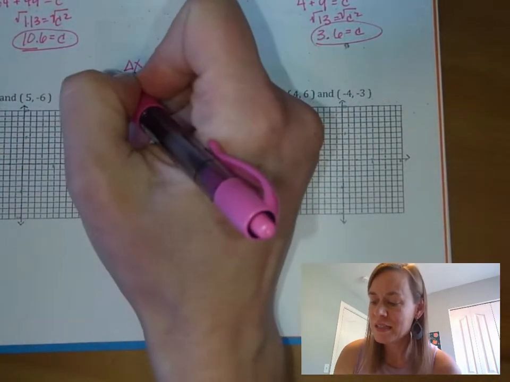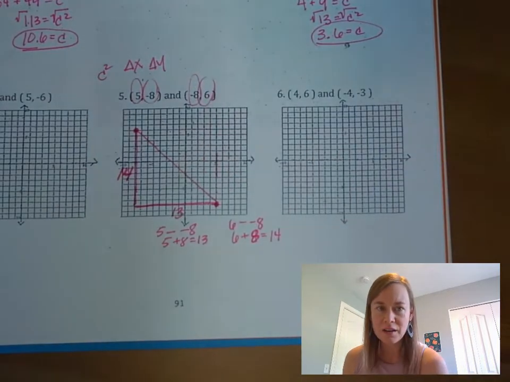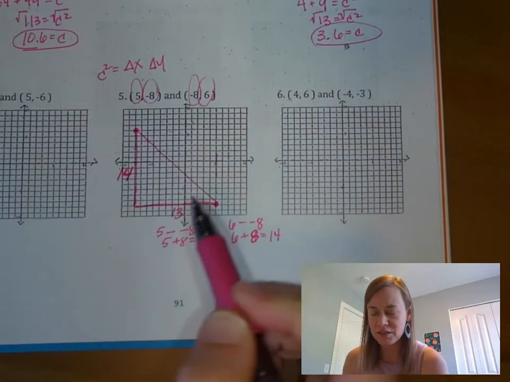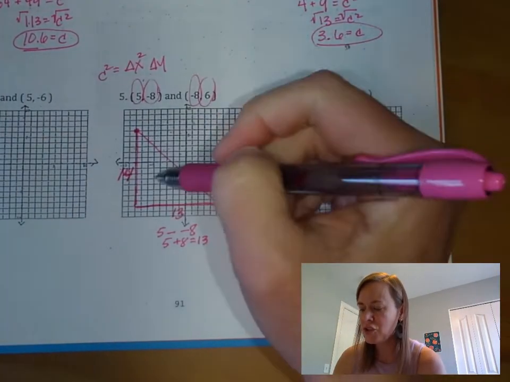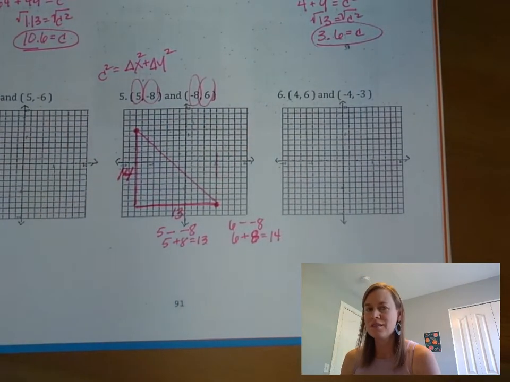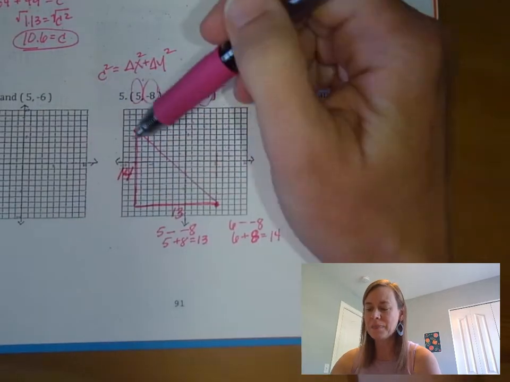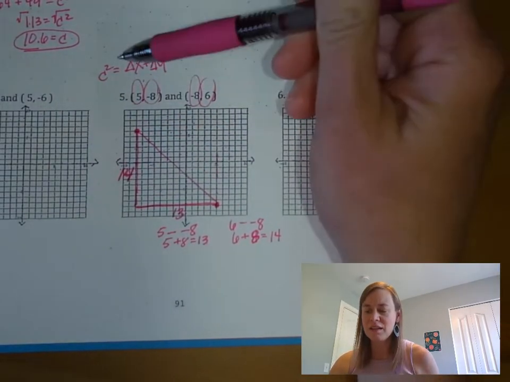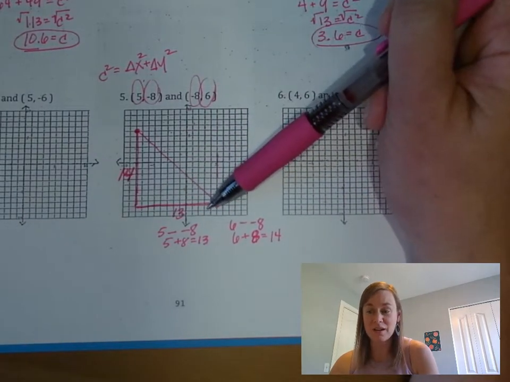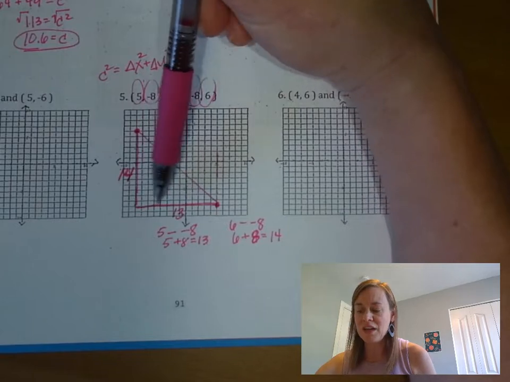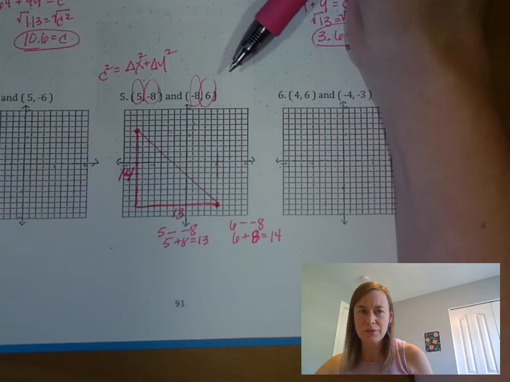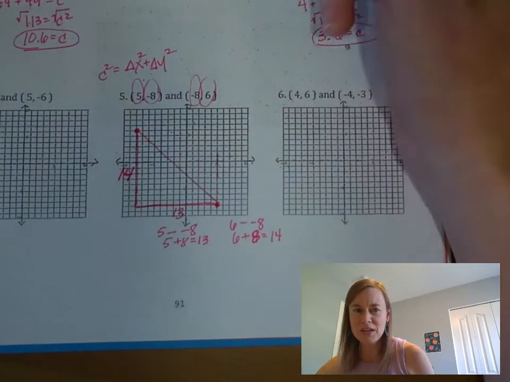Your distance, your c squared, is going to equal, well, the change in x is going to be your a, so we're going to say a squared. And the change in y is going to be like your b, so we're going to say change in y squared. Are you with me? So the c, the hypotenuse, c squared, is going to be equal to the change in x squared, because we have a squared in our Pythagorean theorem, right? So if the change in x is a, then you have to do the change in x squared plus the change in y squared.